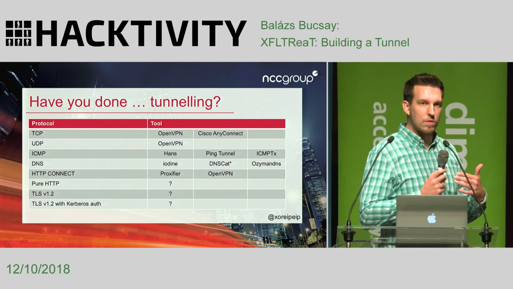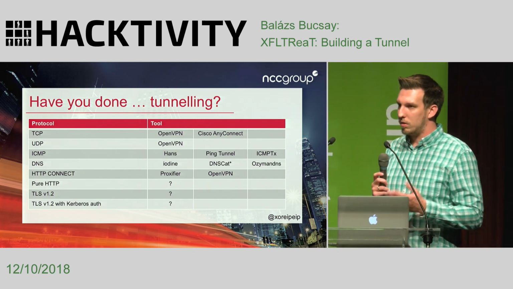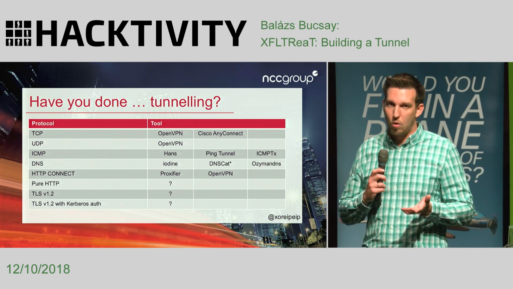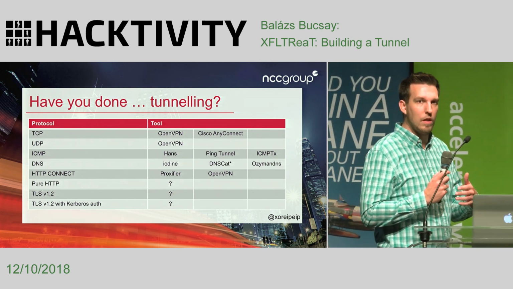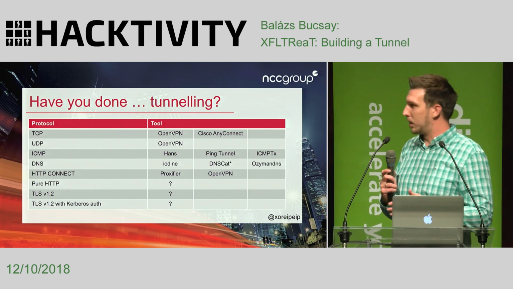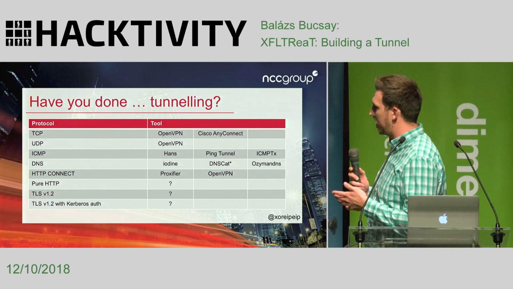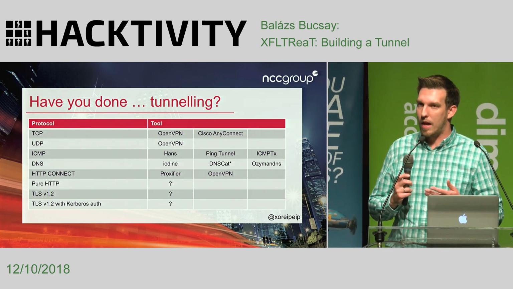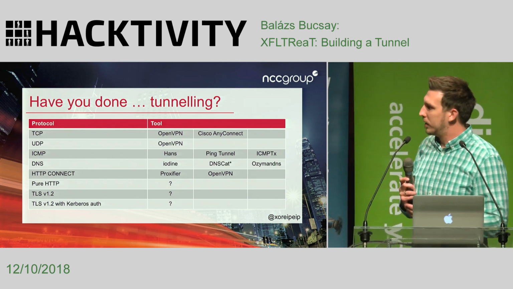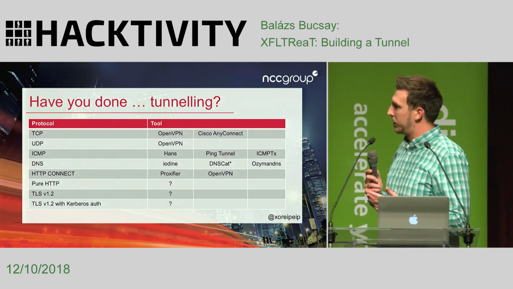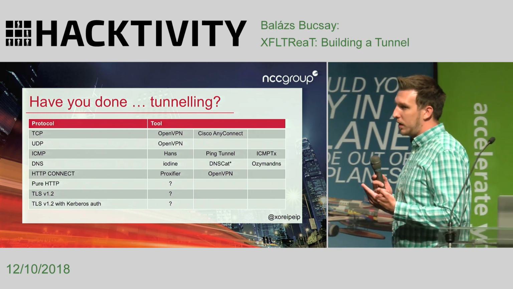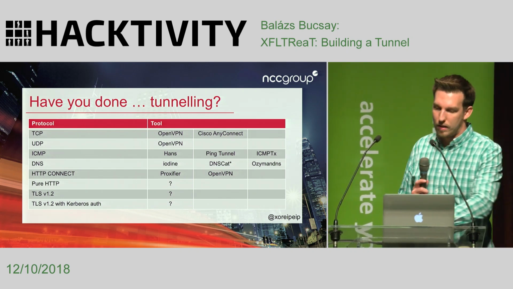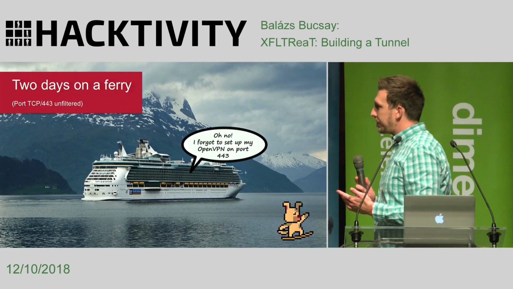But if you wanted to use TCP for tunneling, you had to use OpenVPN or Cisco AnyConnect. If you wanted to use UDP, again OpenVPN. For HTTP CONNECT supporting proxies, there is support in OpenVPN, or you could use Proxifier. For ICMP, there is ICMPTX or Ping Tunnel. These are some of the many. And for DNS, there is one obvious one, which is a pretty good choice, which is iodine. That's really good.